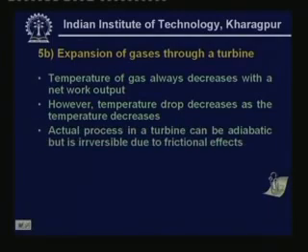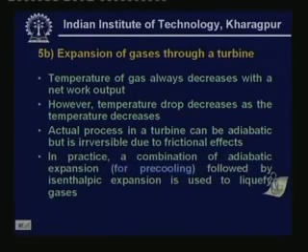Actual process in a turbine can be adiabatic, but is irreversible due to frictional effects. In practical liquefaction plants, a combination of adiabatic expansion followed by isenthalpic expansion is used to liquefy gases. The adiabatic expansion is used primarily for pre-cooling the gas. Then the pre-cooled gas is expanded using a throttling device so that the final condition lies in the two-phase region.